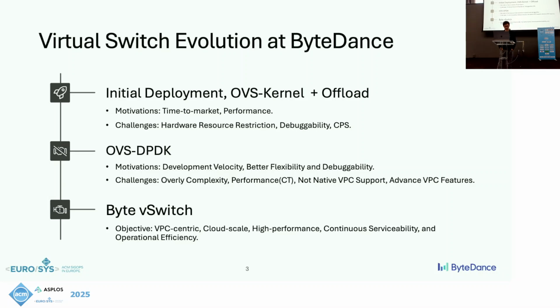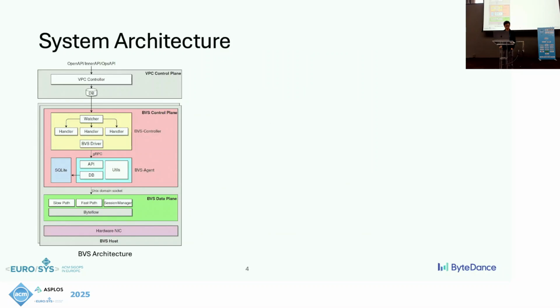So that's why we started to build Byte vSwitch, which is VPC-centric, cloud scale, and high performance. We can also support continuous serviceability and operational efficiency. So this is the system architecture.